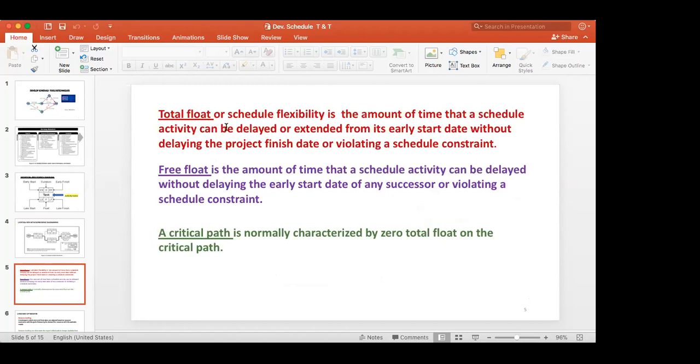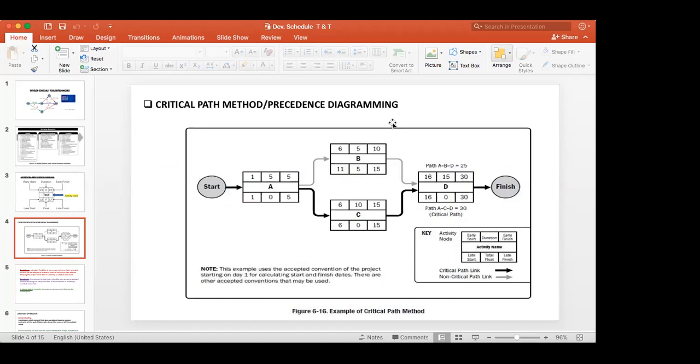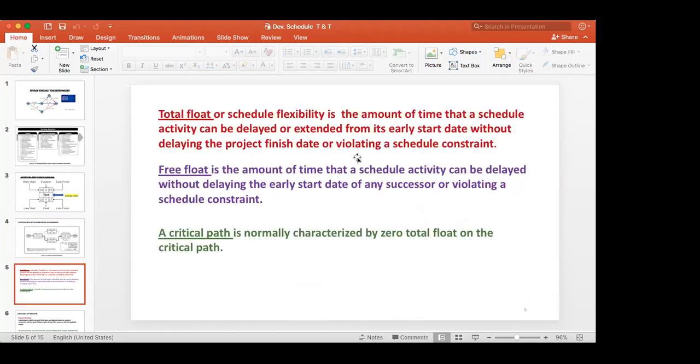Total float is, now you see this one. Total float is this. The schedule flexibility is the amount of time that a scheduled activity can be delayed or extended from its early start.